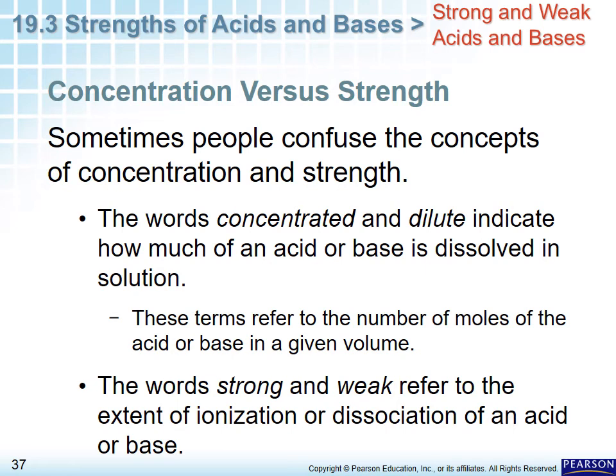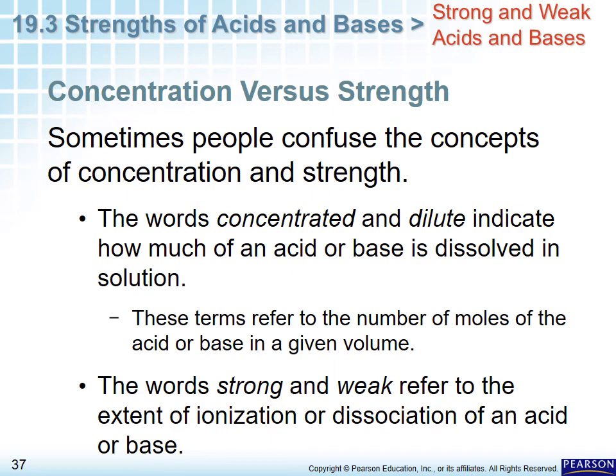For example, I'm just giving an example here so you can understand easily. If I take 1 mole of HCl and put it into 1 liter, and after that I take 5 moles of HCl and put it into the same 1 liter, which one is more concentrated? The 5 moles of HCl is going to be more concentrated, and the 1 mole of HCl is going to be dilute.